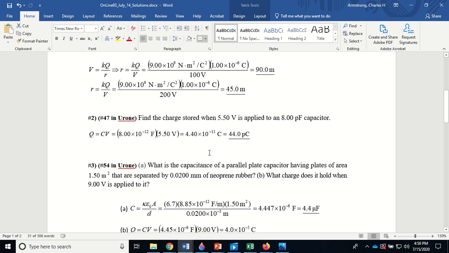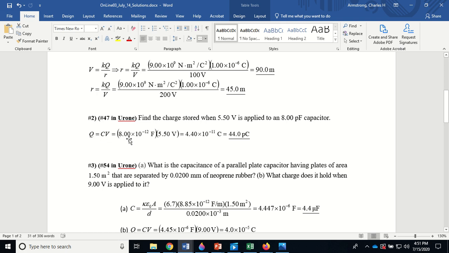Okay, here we go. Find the charge stored when a 5.5 volt battery is applied to an 8.00 picofarad capacitor. Farad is the unit for capacitance, so picofarad will be 10 to the minus 12. Micro is 10 to the minus 6, nano is 10 to the minus 9, pico is 10 to the minus 12. So the charge we can store is equal to the capacitance times the voltage.